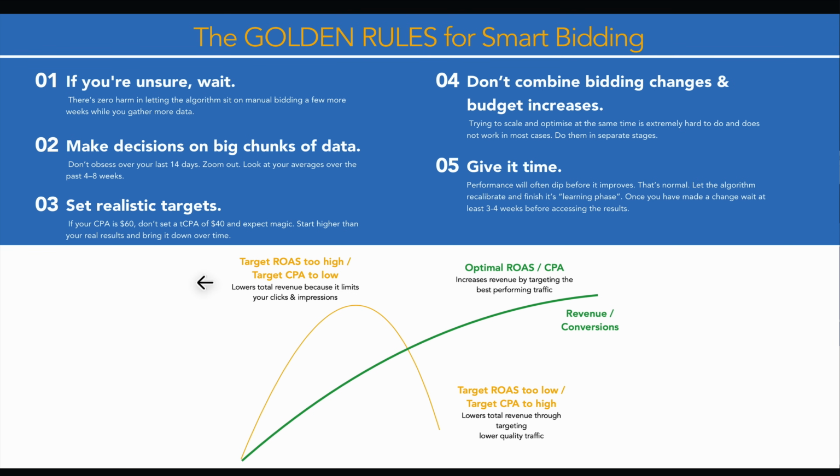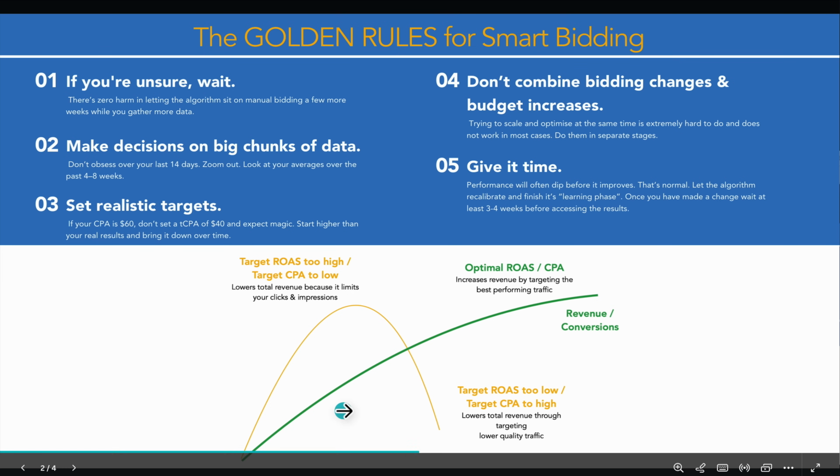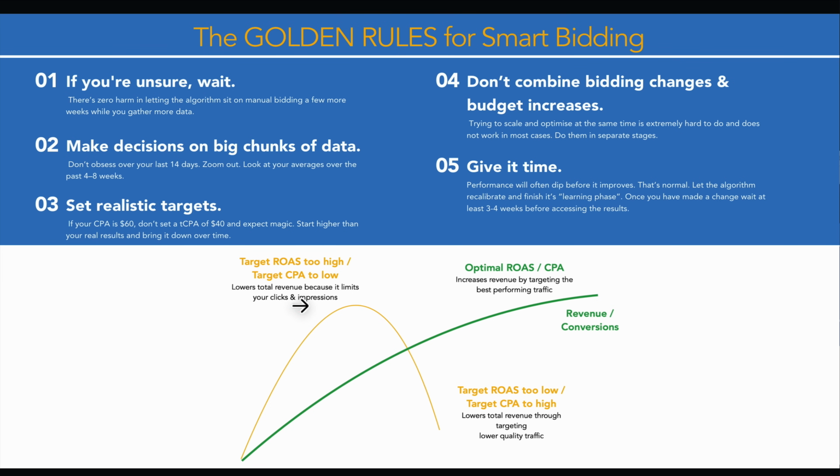You also want to make decisions on bigger chunks of data. What I mean by that is that you don't want to be looking only at what's happened over the last 1 or 2 days. You want to be looking at what's happened over the last 4 weeks, the last 6 weeks, the last 3 months. You also want to make sure that you're using realistic targets. And this is especially true if you are using a target CPA. The reason for that is that if you set your CPA too low or set your ROAS too high, you will actually limit the reach of your campaigns to the extent that you'll actually see reduced conversions.